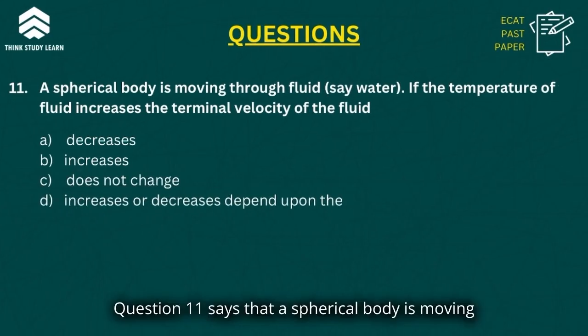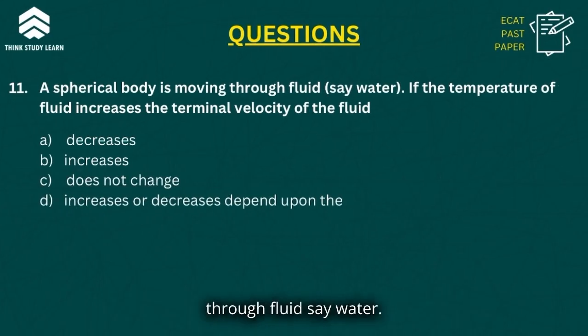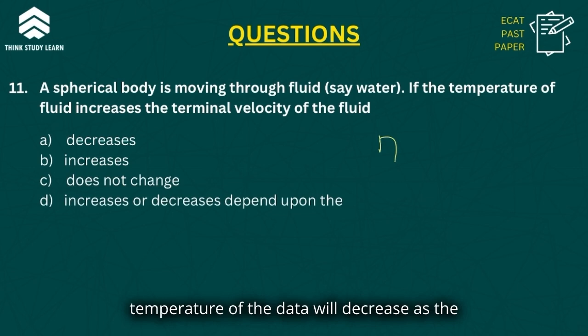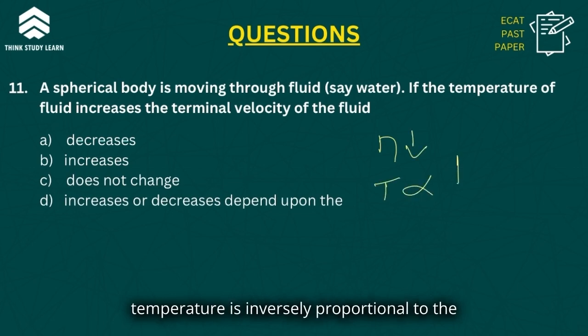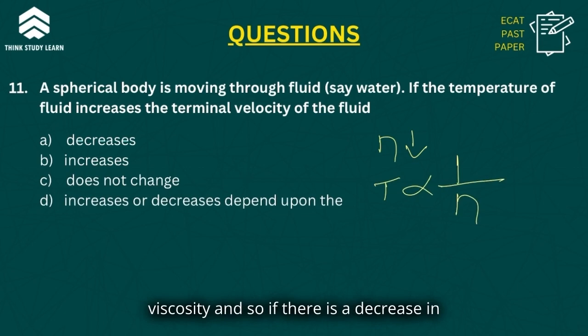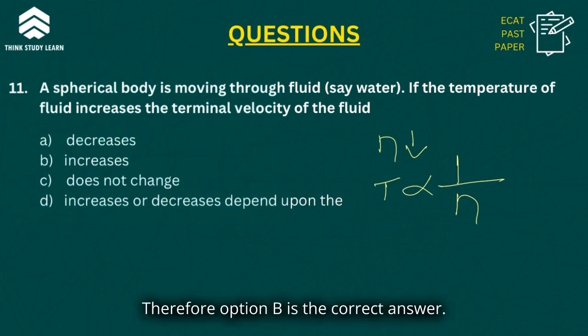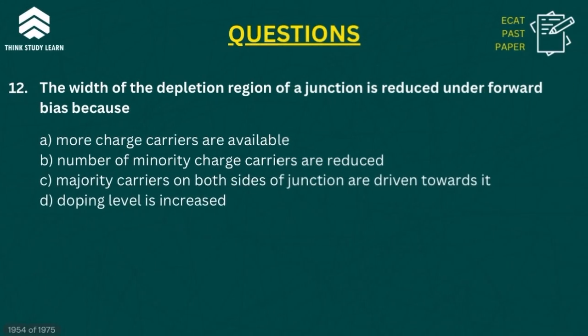Question 11 says that a spherical body is moving through a fluid, say water. If the temperature of the fluid increases, the terminal velocity of the body. So, when the temperature of the fluid increases, the viscosity, which is represented by eta, will decrease, as the temperature is inversely proportional to the viscosity. And so, if there is a decrease in viscosity, then the terminal velocity will increase. Therefore, option B is the correct answer.